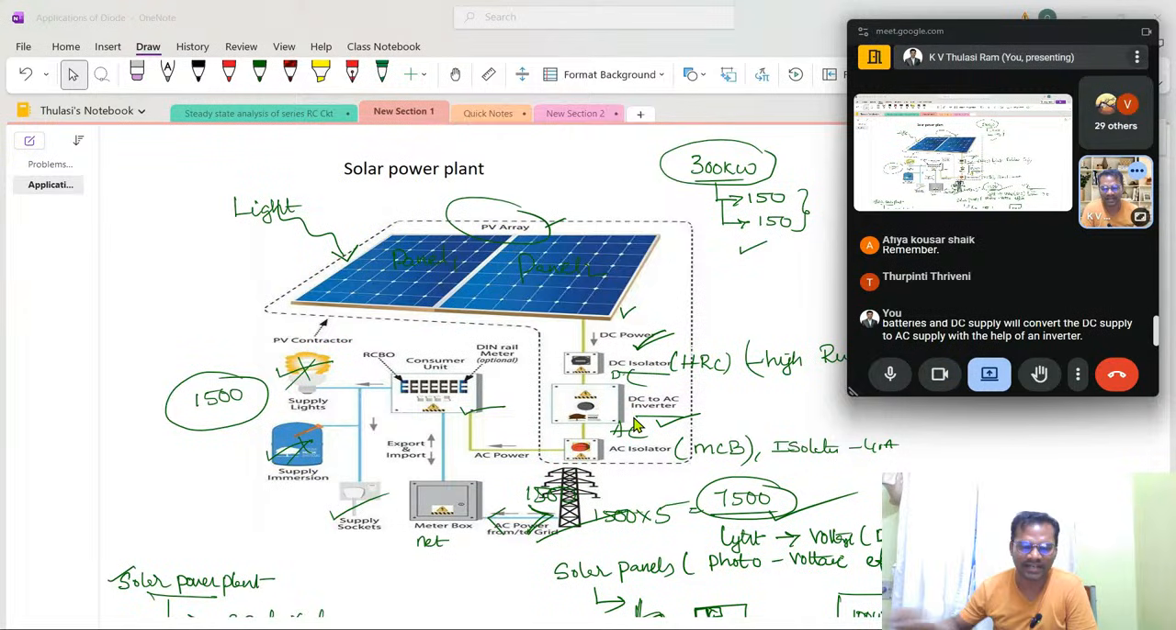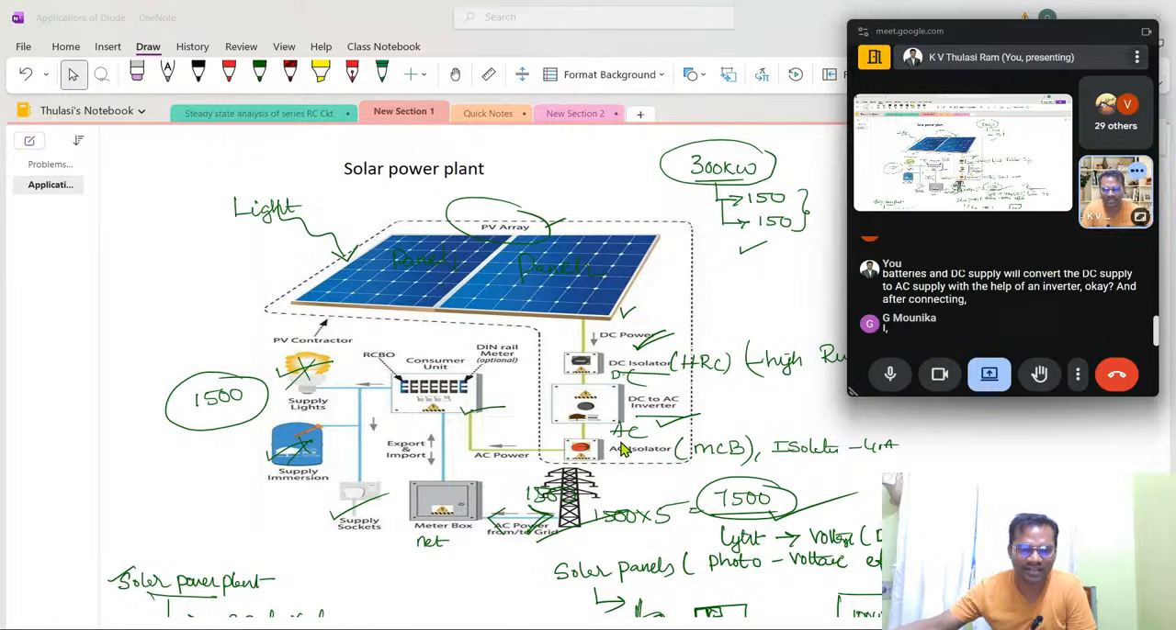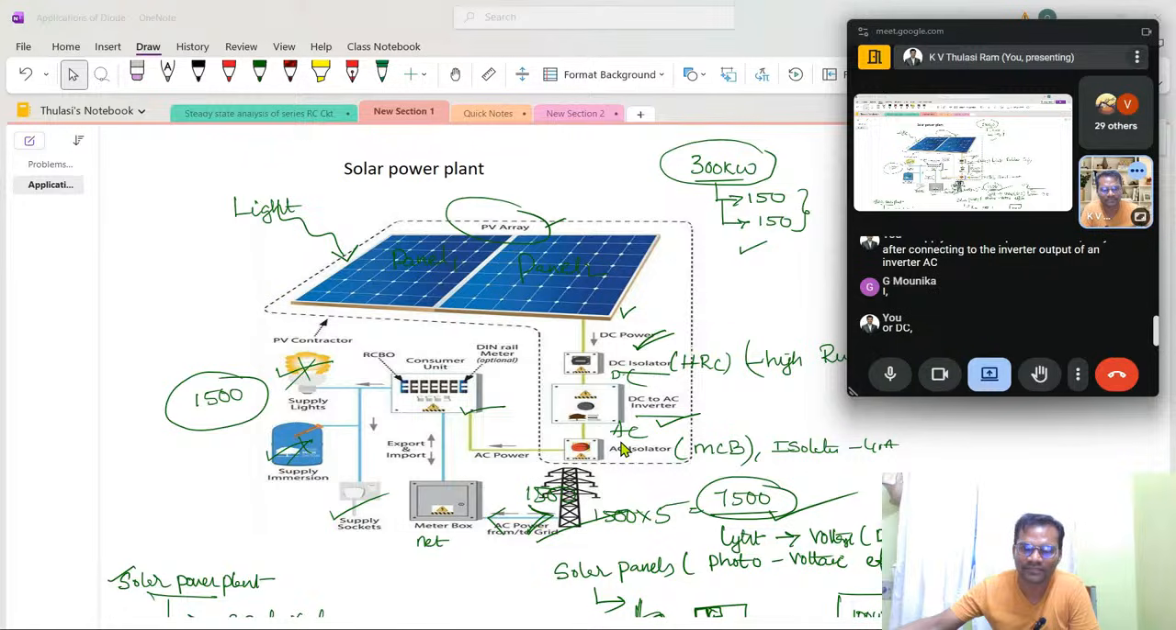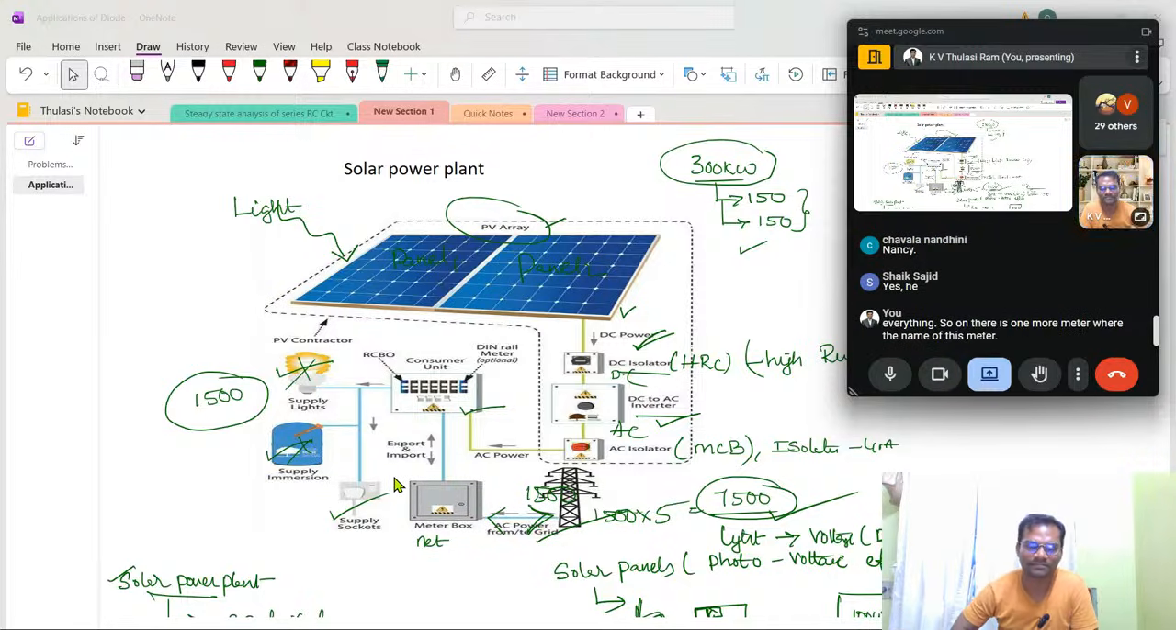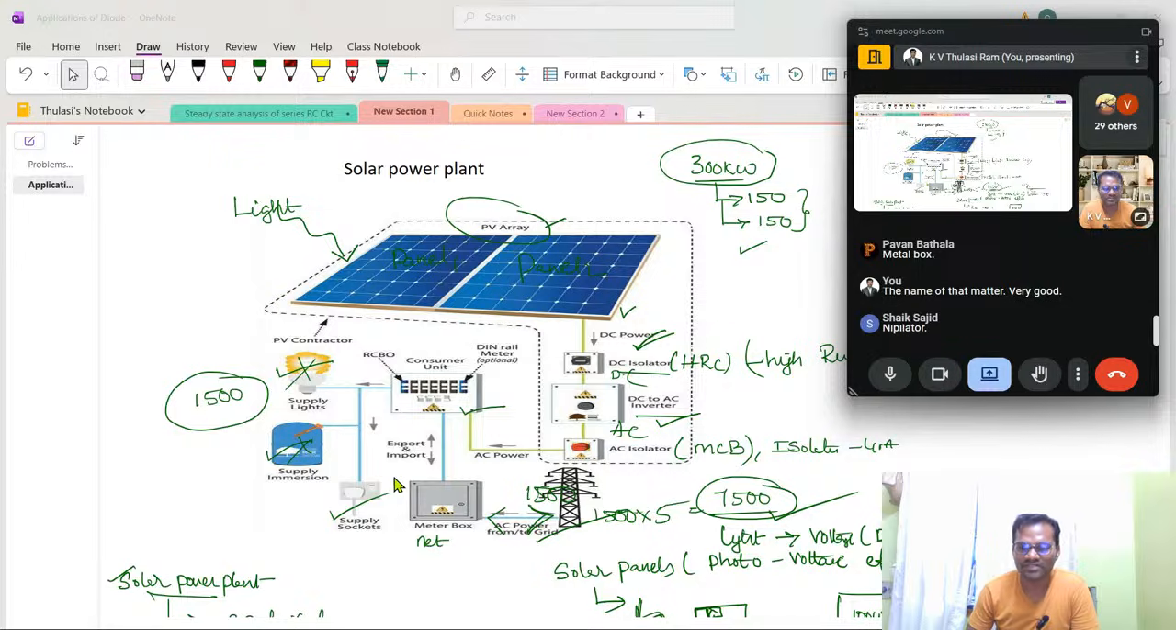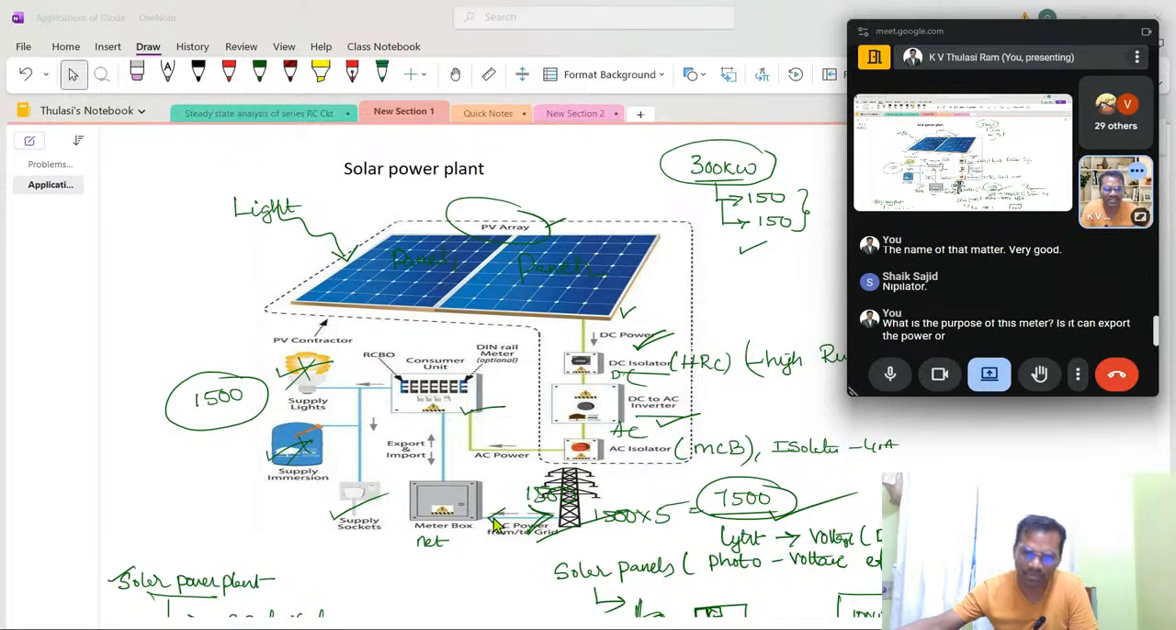After connecting to the inverter, what is the output of the inverter, AC or DC? AC supply. This AC is connected to the fans, lights, computer labs, everything. And there is one more meter. What is the name of that meter? Very good, net meter. What is the purpose of this meter? It can export the power or import the power.